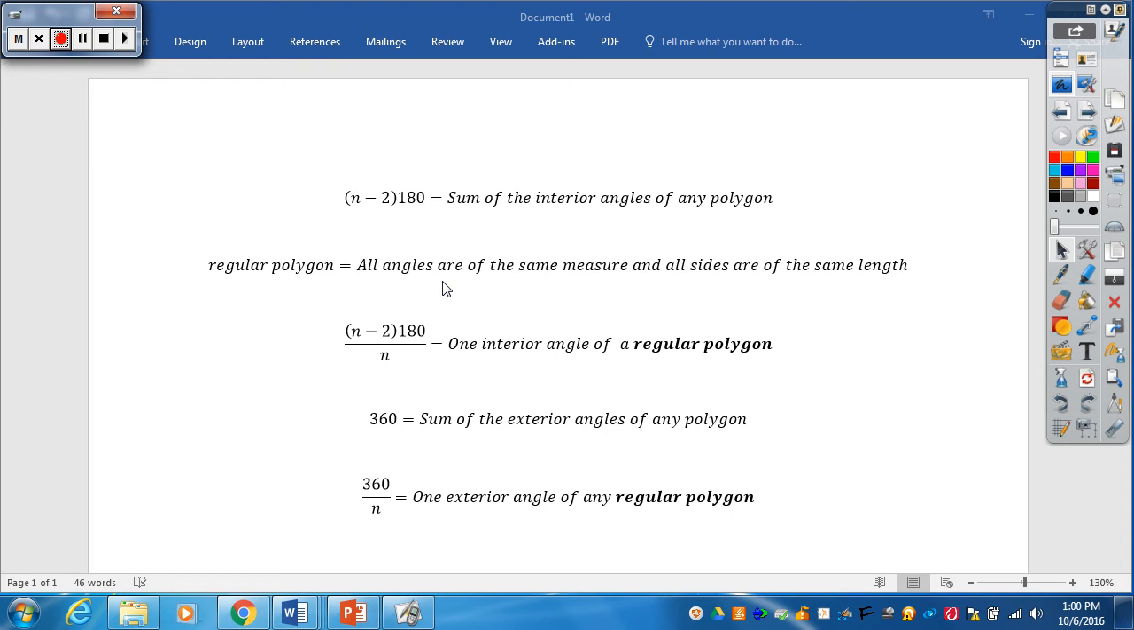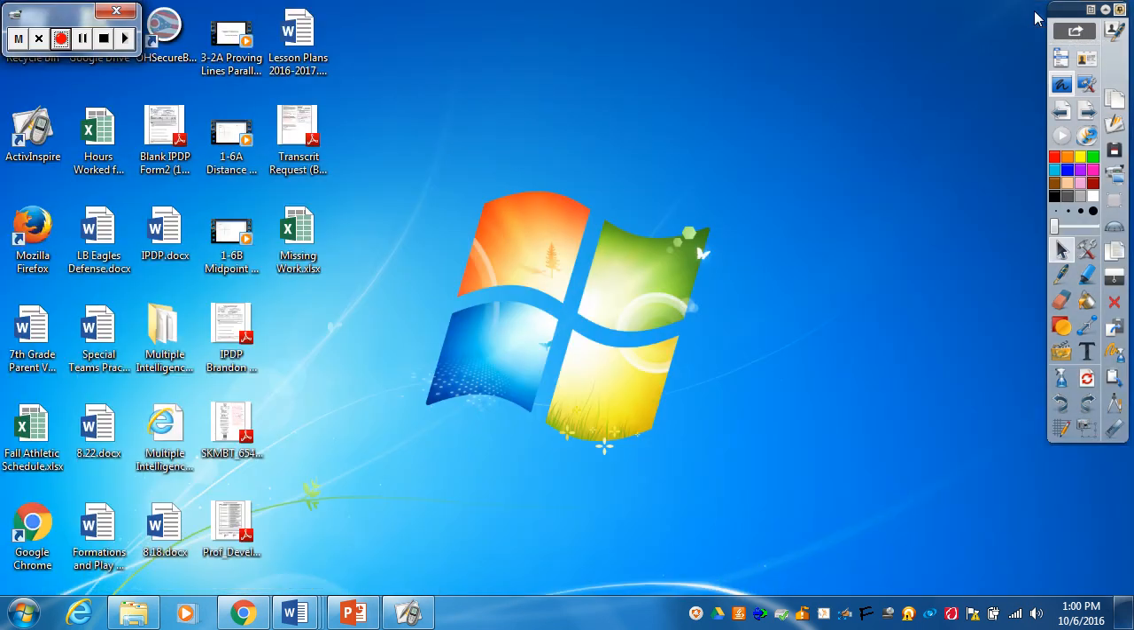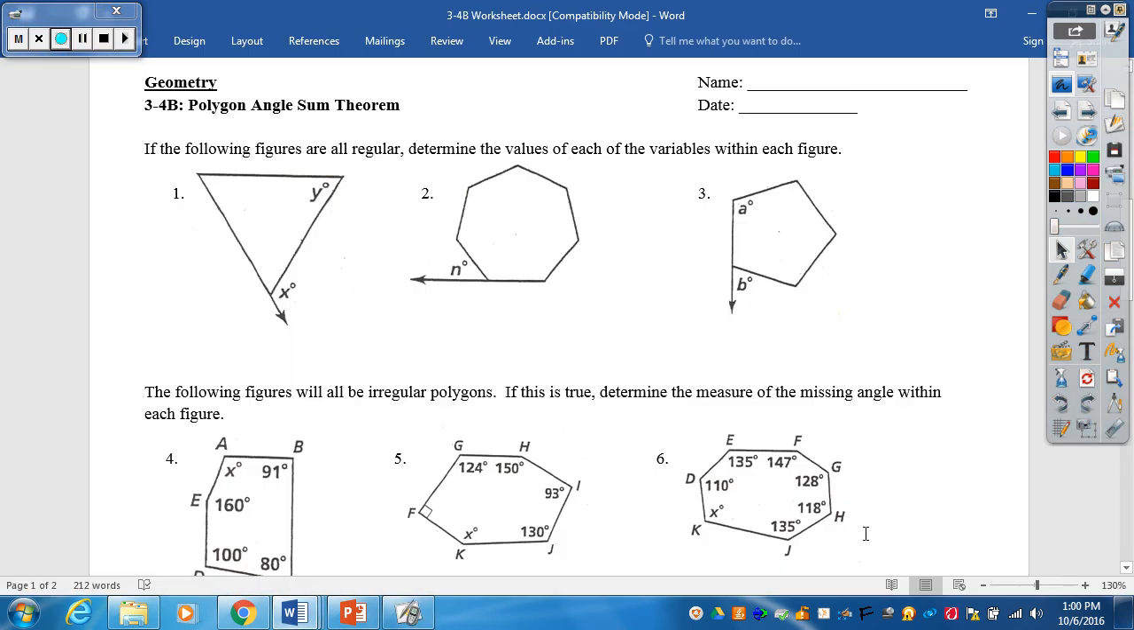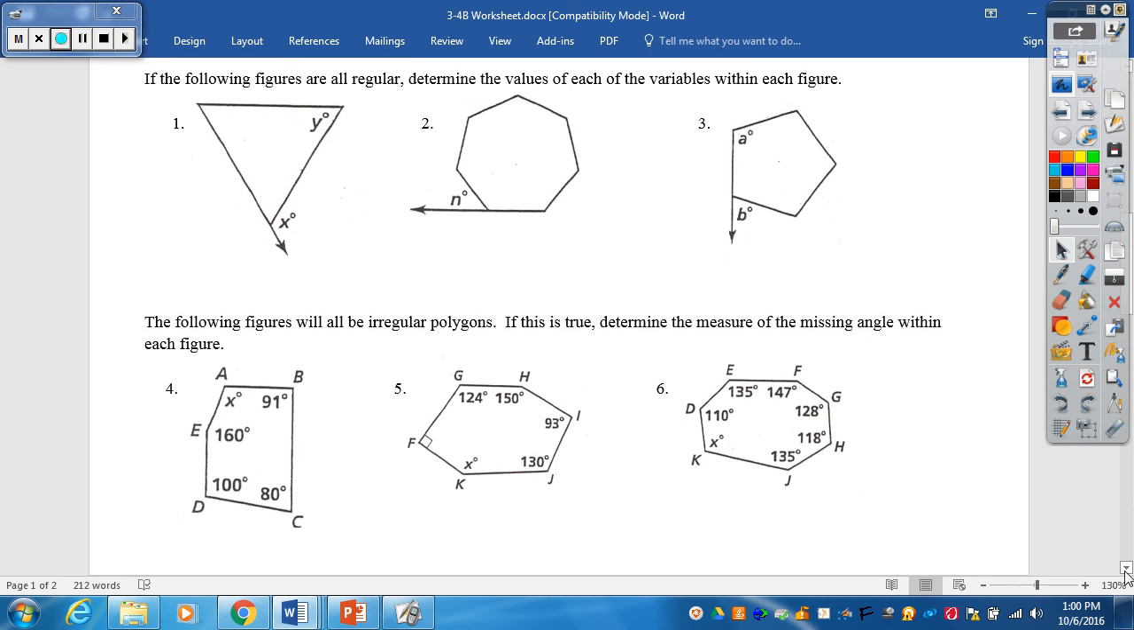So, keeping that in mind, let's transition. If you haven't copied those formulas onto your vocab packet, pause it and go ahead and do that. But I'm going to move on to the worksheet here, the half sheet of paper, so that you guys understand what we're headed and what direction we want to go. So in numbers 1, 2, and 3, it says this: if the following figures are regular, meaning regular polygons, determine the values of each variable within each figure.